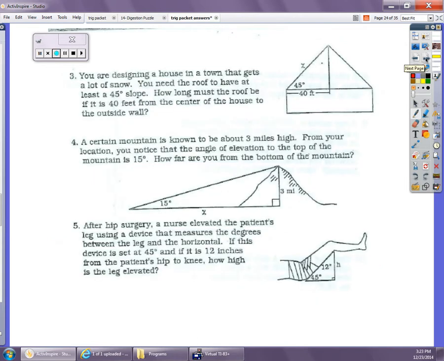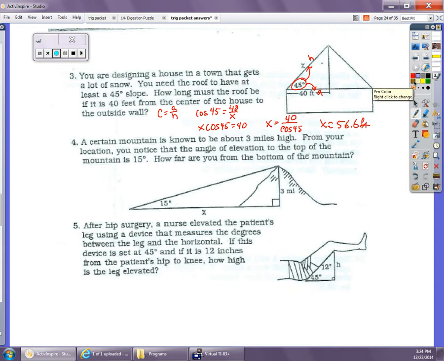If we keep looking at this, number 3, you're designing a house in a town that gets a lot of snow. What we're looking for is the outside wall, angle, adjacent, hypotenuse. Adjacent and hypotenuse is cosine, adjacent over hypotenuse. So the cosine of 45 equals 40 over x. To solve this, you cross multiply. So x times the cosine of 45 equals 40. X equals 40 divided by the cosine of 45, and x is approximately 56.6 feet.